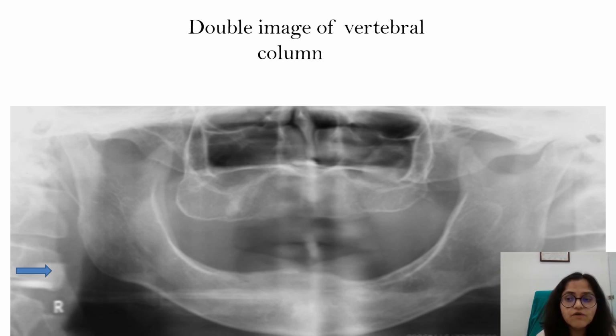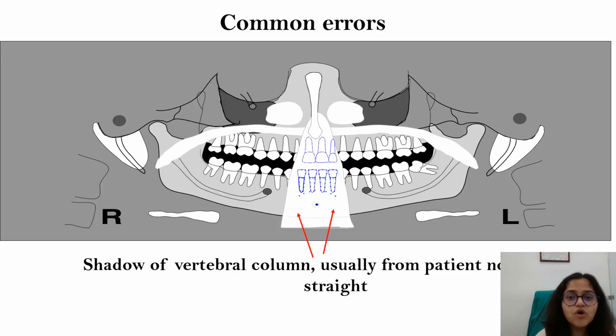This is the double image of the vertebral column. Then a common error which we should avoid while taking the OPG is the shadow of the vertebral column. You can well appreciate the radiopaque shadow in the center, at the lateral and central incisors, usually from the patient not standing straight. When the patient is not standing straight, this shadow comes in the center of your OPG.